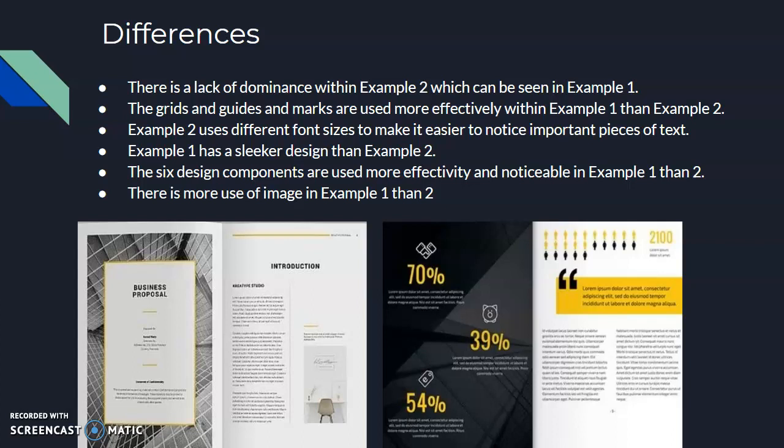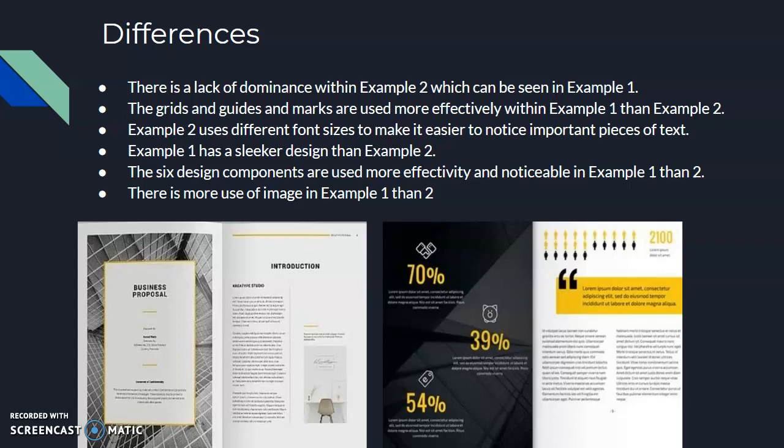Whereas on the other design, text is being cut off. It looks like the image is stretched, where it's not stretched. It's just the way that the printer has cut it off because it hasn't used the grids. Example 2 uses different font sizes to make it easier to notice important pieces of text. For example, the percentages are seen clearly because of the fact that a larger form of text is used.